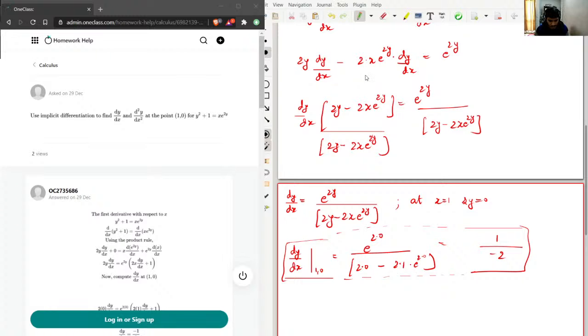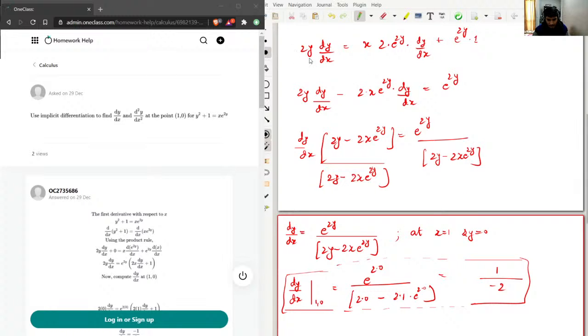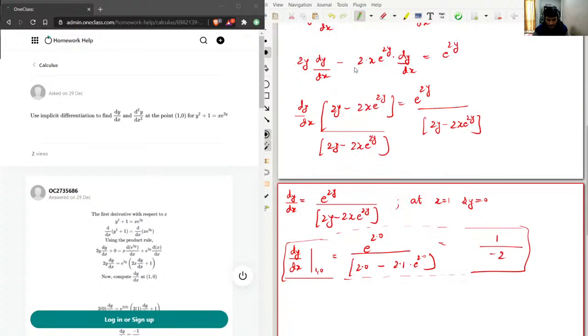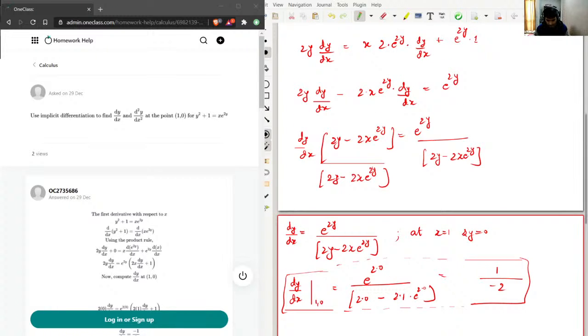Is it a better idea? Okay, let's just do one thing. We'll continue with this one. So this is 2y dy by dx. I'll just take a shortcut. Just a minute, I'm just copying this equation.